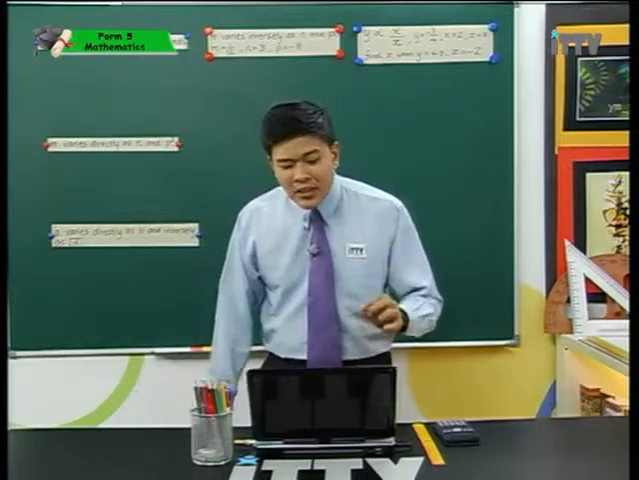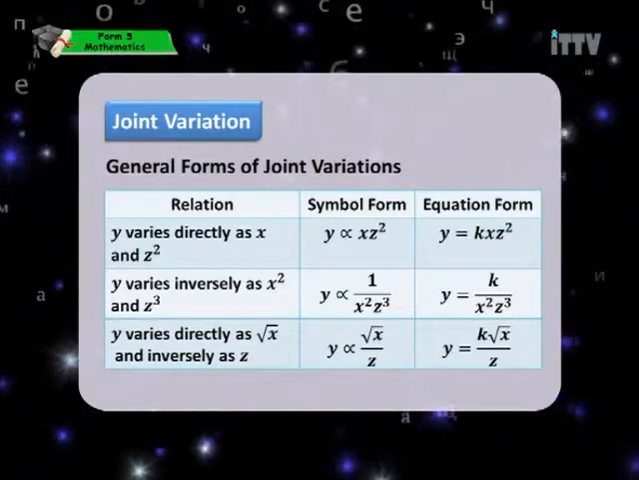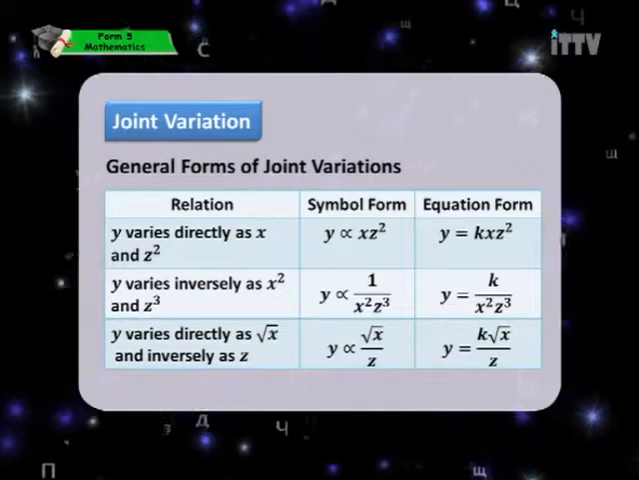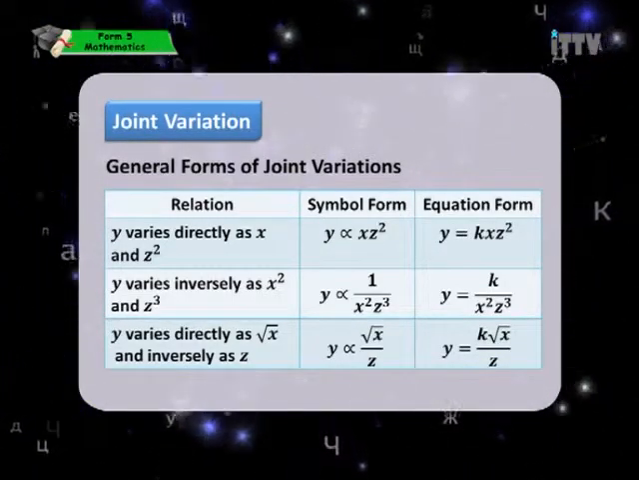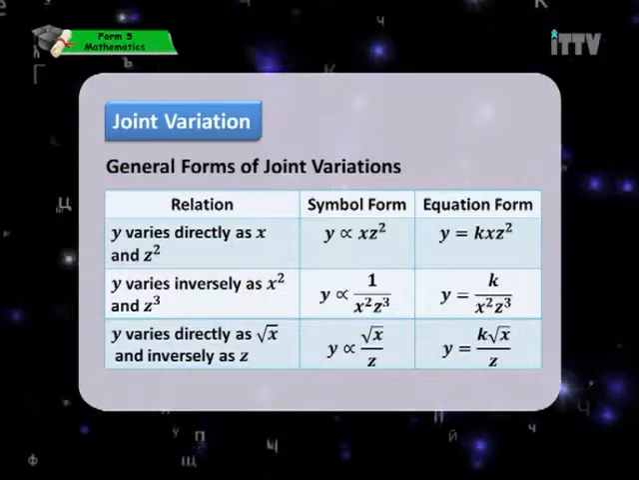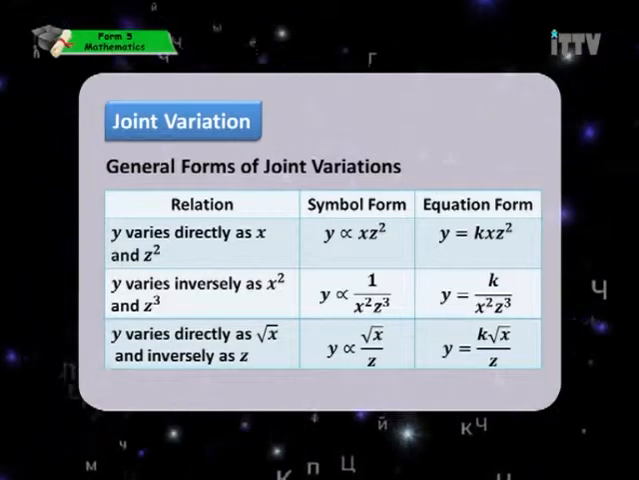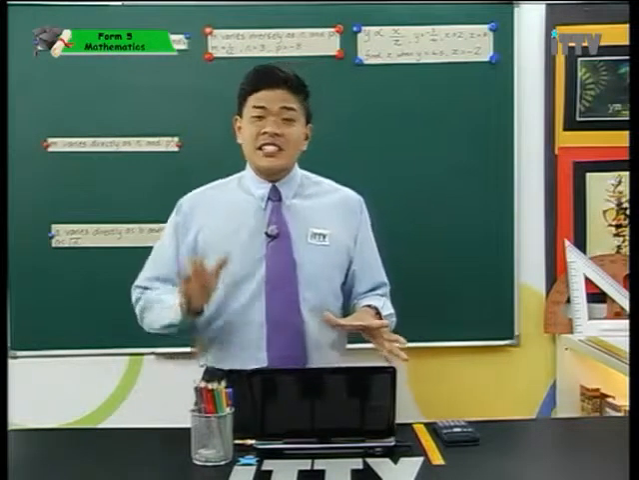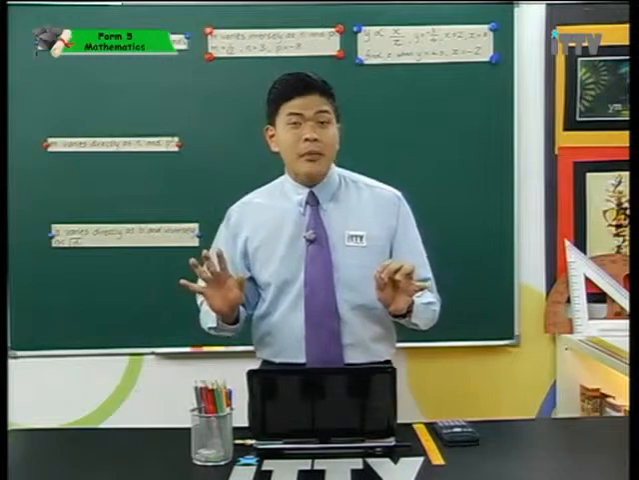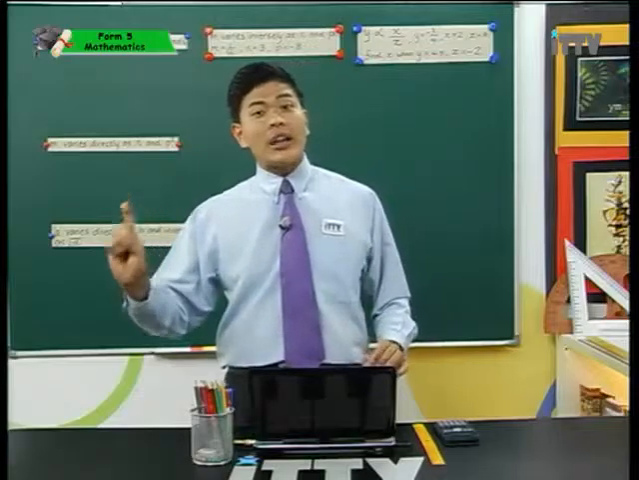And for the final possible form of a joint variation, we have an example here. Y varies directly as the square root of x and inversely as z. As you have probably noticed, there are two variations, one direct and one inverse. In symbol form, y varies as square root x over z. In equation form, y equals k square root x over z. It is pretty simple to remember. There are only three general forms of joint variations. It can be made up of two direct variations, two inverse variations, or one direct and one inverse variation.